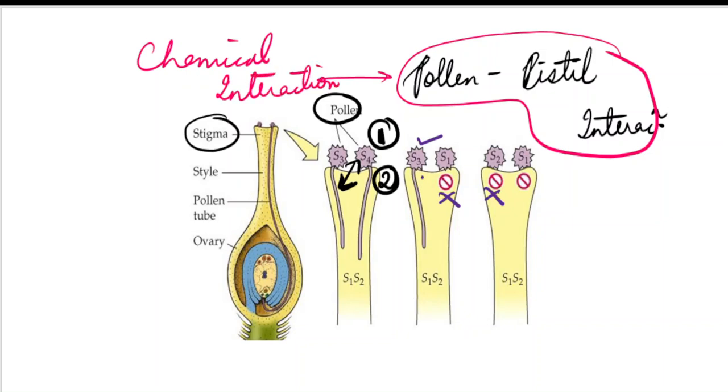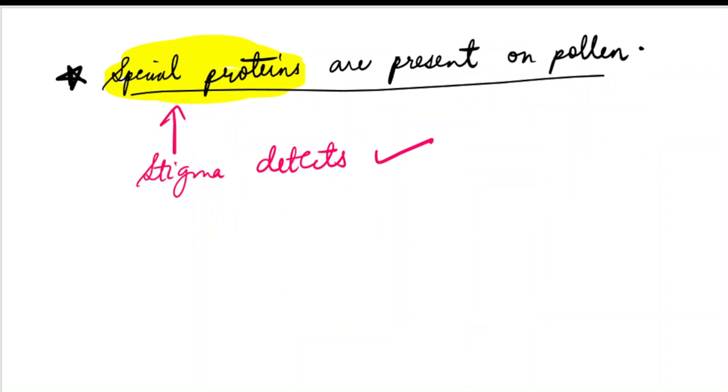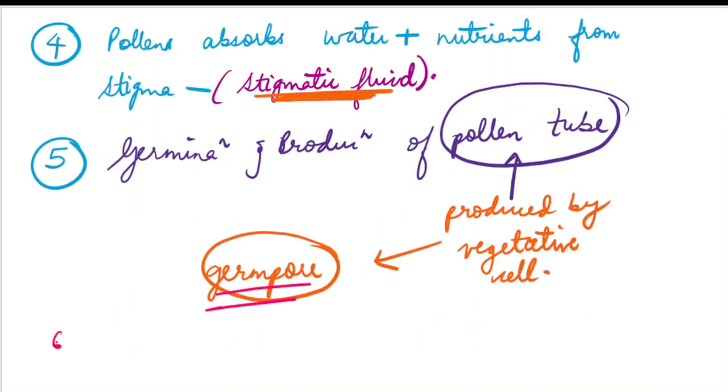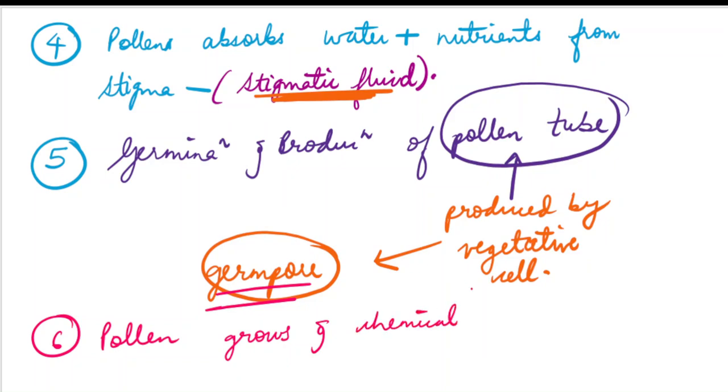Okay, so in the next step, what will happen in the 6th step? The pollen tube is coming out. So pollen tube, it will grow now. Okay, pollen tube grows and there will be chemical interaction with the style. I told you now.